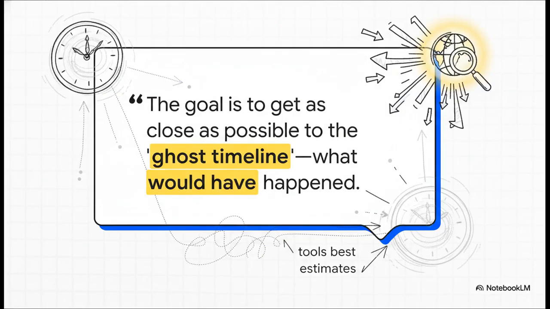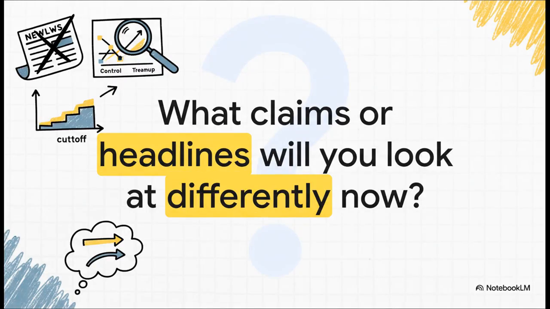You know, in the end, it all comes back to this one idea. The whole goal is to get as close as we possibly can to that unobservable ghost timeline. We can't actually go back in time, but with these tools, we can create the next best thing, a really smart, data-driven guess of what would have been. So I'll leave you with this thought. Now that you have this powerful toolkit for thinking about cause and effect, what claims or headlines are you going to see differently? The next time you read that X caused Y, you can actually stop and ask, wait a minute, what's the counterfactual here? Did they have a control group? Was there some kind of cutoff? You're now equipped to be a way more critical and a way more informed consumer of data.